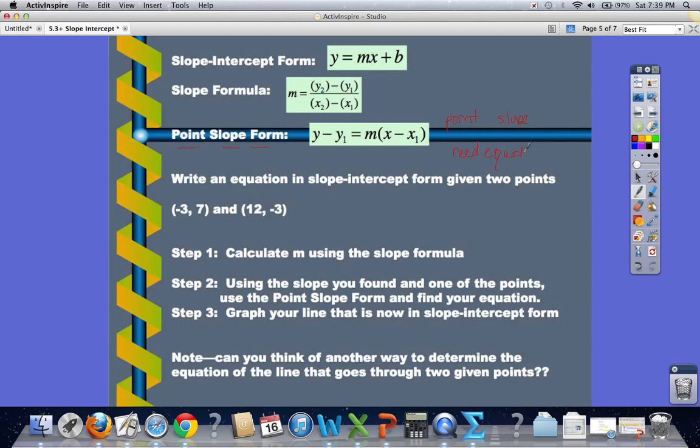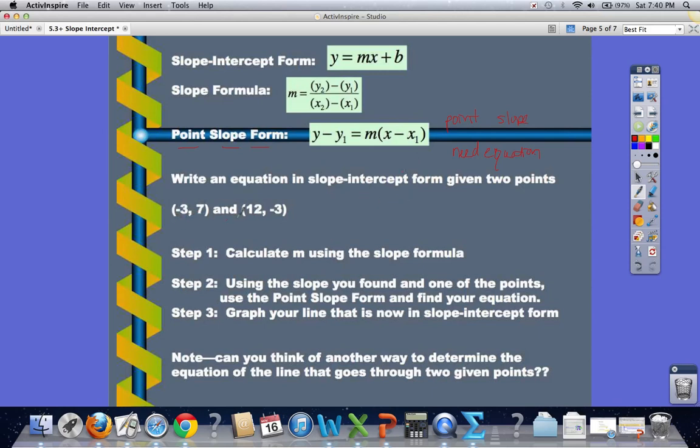All right, that's when you're going to use point slope. Now, that would look like this. All right, so you're going to write an equation in slope intercept form, given 2 points. We're going to be working this on the next page. We'll go through the steps.